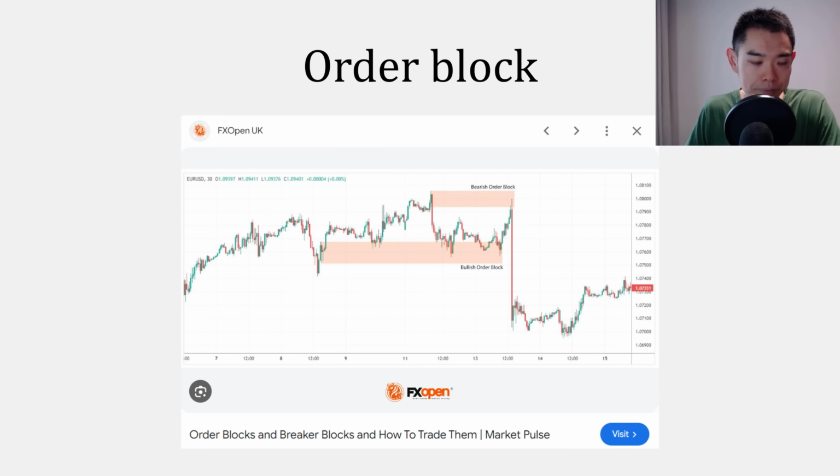So this one is from FX Open. According to them, you can see it's a bullish order block. This is a bearish order block. What does that look like to you? Well, to me, it looks like support and resistance. How about this one over here?